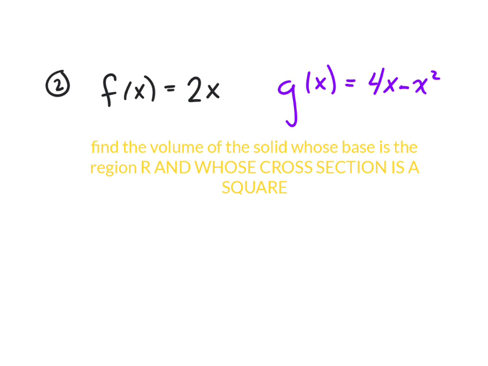All right, so let's go ahead and work through this example number 2. So we're given two functions, f of x and g of x, and the question says find the volume of the solid whose base is the region R and whose cross-section is a square. Okay, so I'm going to go ahead and start by graphing these. So y equals 2x just creates a line. If I plug in a 0, I get 0. If I plug in a 1, I get 2. If I plug in a 2, I get 4. So I have just a nice line with a slope of 2.